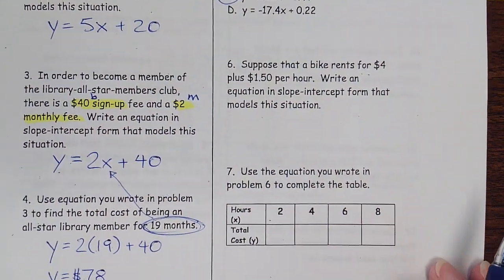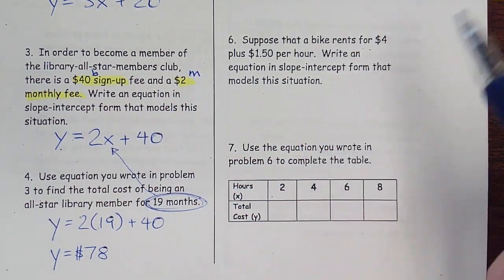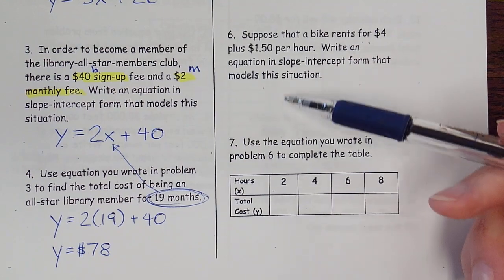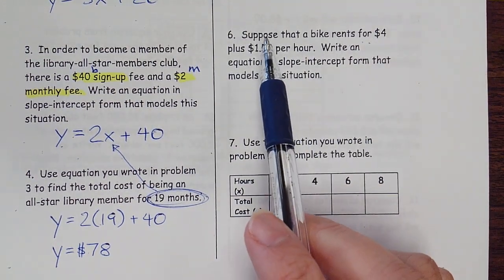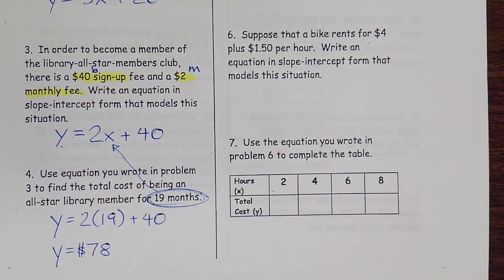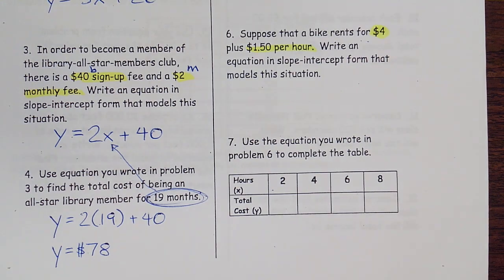Maria. Last one. Oh, sorry. Last two. Sorry, I'm not tricking you. Just this is together. It's linked. That's why. Suppose that a bike rents for $4 plus $1.50 per hour. Okay, write the relation. Miriam, help me with this.